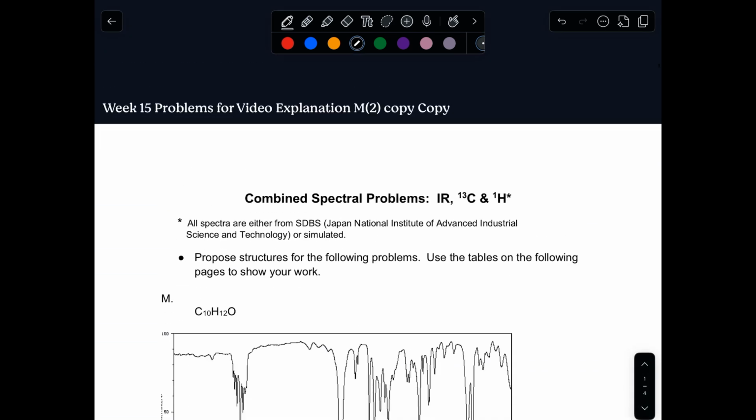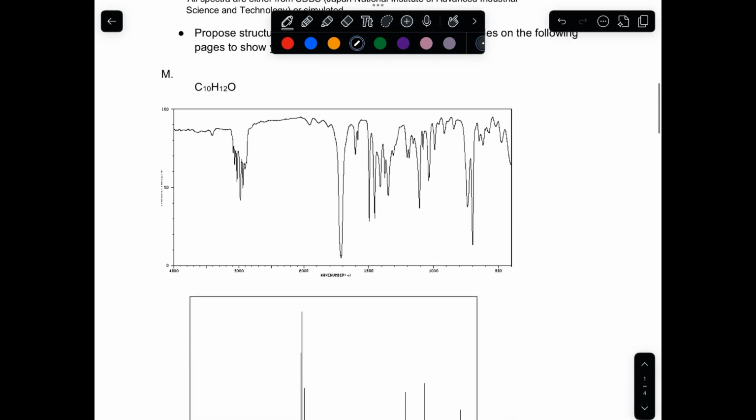After that, I moved on to analyzing the IR spectra. I started off here by finding the CH stretch, which is around 2950 centimeters to the -1. Around 1715 or 1700 centimeters to the -1, I predicted the C double bond O stretch. And then this area here, I predicted was a benzene ring.